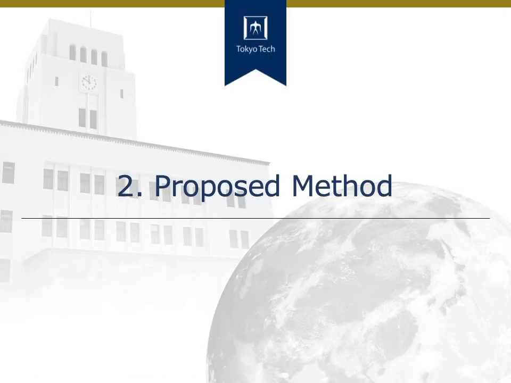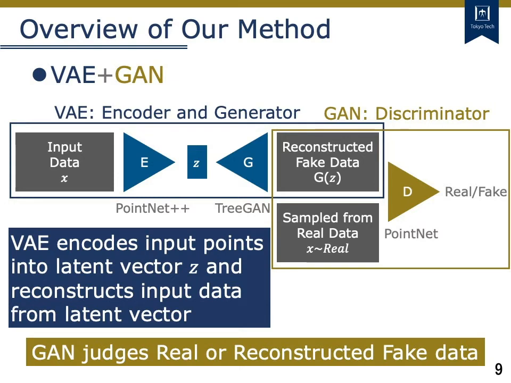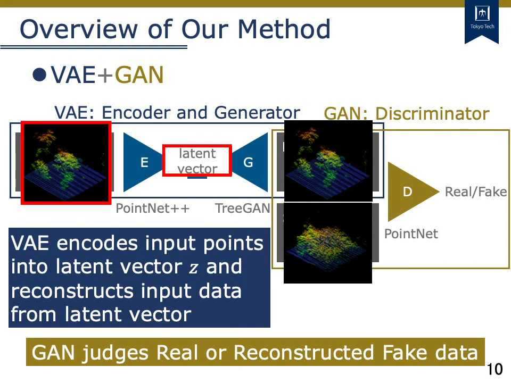Next, I will talk about our proposed method. Now, I'd like to show the overview of our proposed method. Our network consists of VAE and GAN. VAE uses 2 networks, encoder and generator. The encoder encodes input point cloud into latent vector. The generator reconstructs input points from latent vector from the encoder.